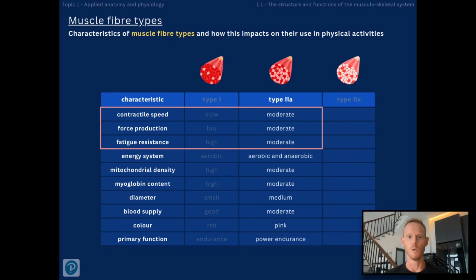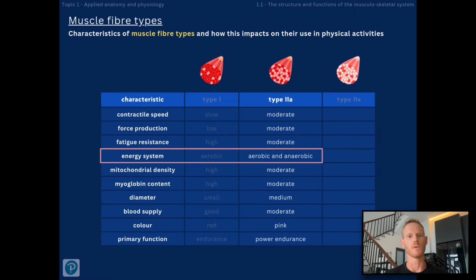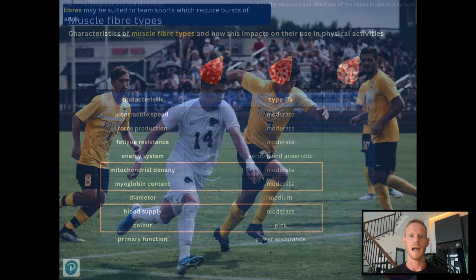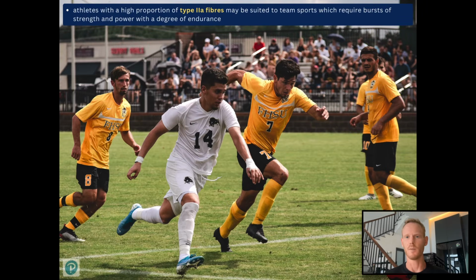Type 2A, or fast oxidative glycolytic fibres, contract more quickly than type 1 and produce more force, but they're also less resistant to fatigue. They derive their energy from both aerobic and anaerobic respiration. They have relatively high numbers of mitochondria, a good blood supply, and moderate levels of myoglobin, giving them their light red colour. Athletes with a high proportion of these fibres might be suited to team sports like football, which require bursts of strength and power with a degree of endurance.